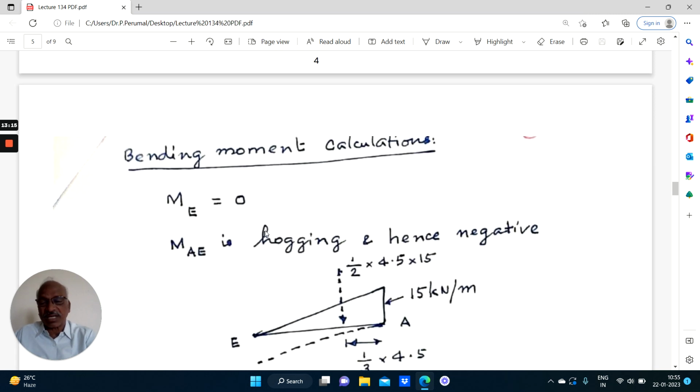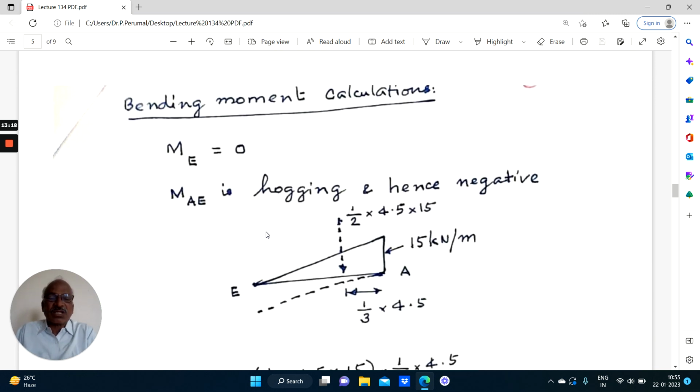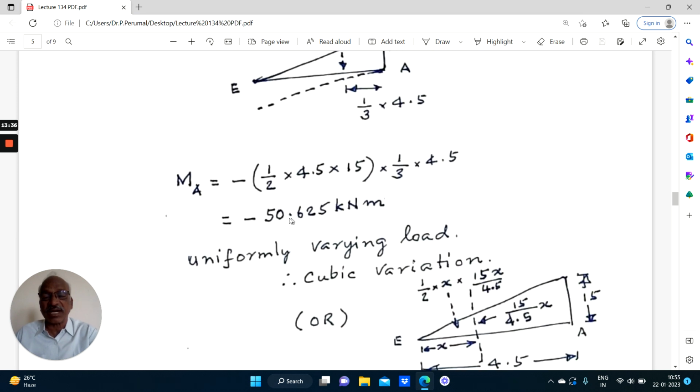Now coming to bending moment calculations. When it is a uniformly varying load, the bending moment will have a cubic variation. MA: A to E on the left-hand side is hogging and hence negative. So when you write down the equation itself, you have to write it with the minus sign. That is very important. Otherwise, when you plot the bending moment diagram, you will have confusion, plus or minus, etc. Minus half into 4.5 into 15 kilonewton per meter into 1/3 of 4.5.